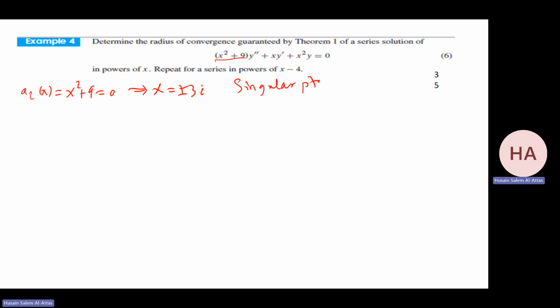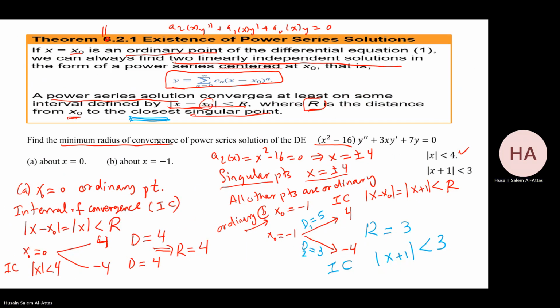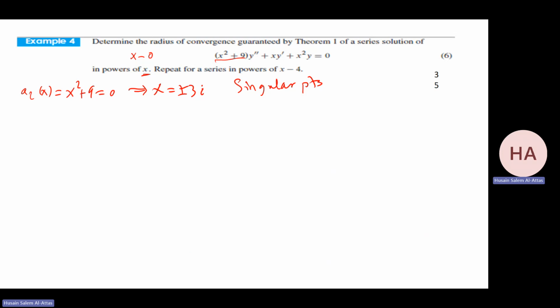All other points are ordinary. Now, he wants us to check the thermodynamic coordinate by term as a series solution in powers of x. So that means x minus 0. If it is in powers of x, I have x minus x0. So this is going to be my x0. So I need to check. What do I need to check?